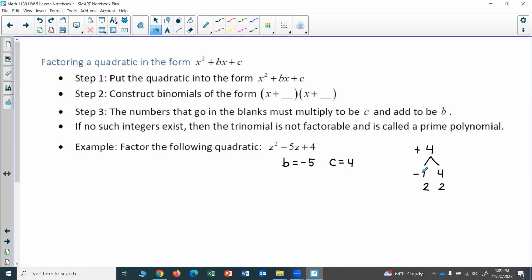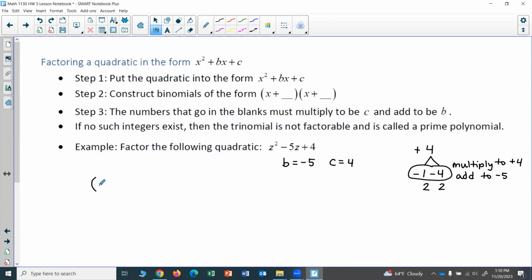So if I went ahead and did negative times negative, these two multiply to be a +4 and add to be a -5. So they multiply to a +4, which is my c, and they add to be a -5, which is my b. You have to be careful with the signs, because if you're multiplying to be a positive, you have to have the same sign on both numbers.